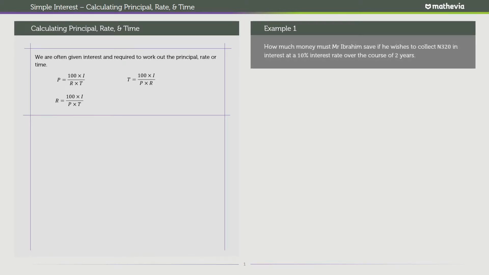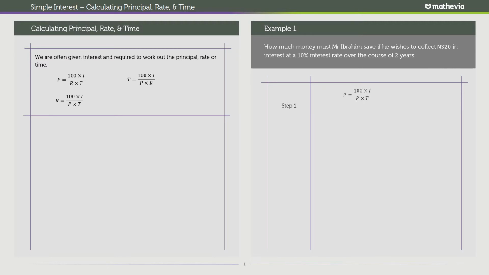Example 1: How much money must Mr. Ibrahim save if he wishes to collect 320 naira in interest at a 10% interest rate over the course of 2 years? So we have interest as 320 naira, we have 10% as our rate, and we have our time as 2 years. And we're looking for how much money he would save, i.e., the initial money, the principal.